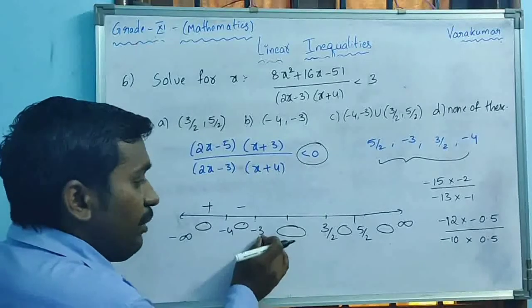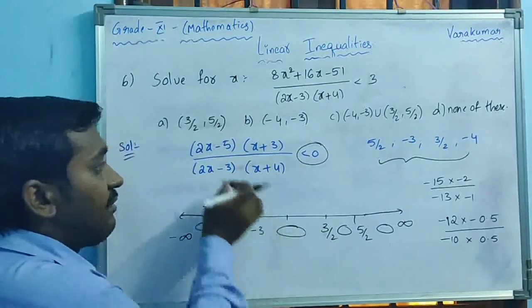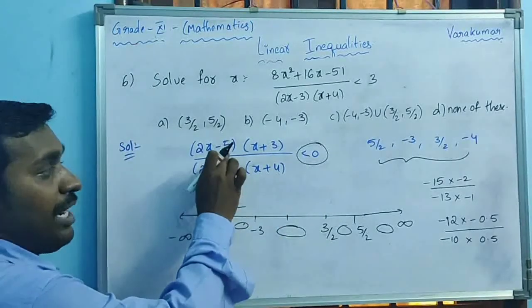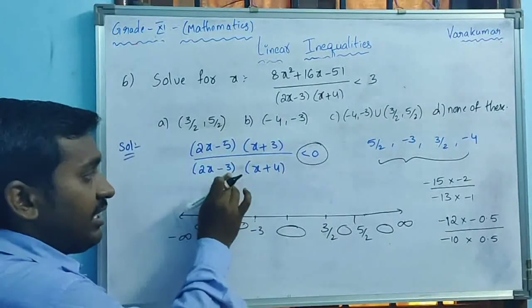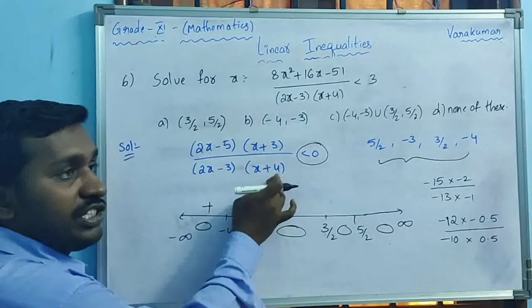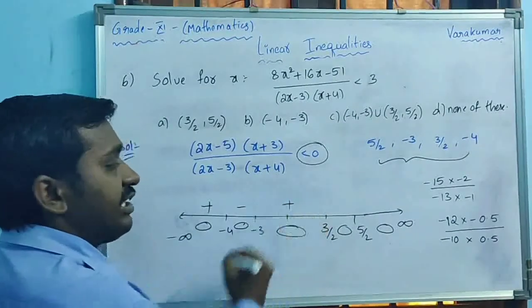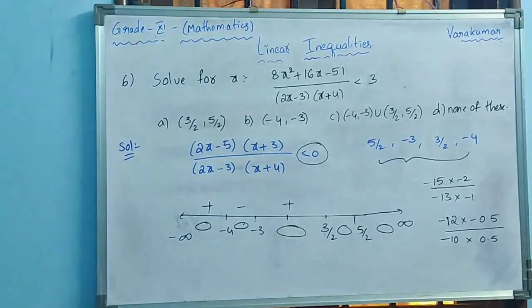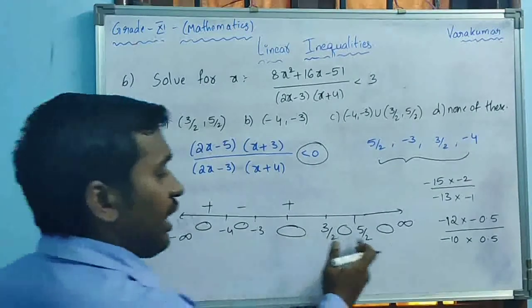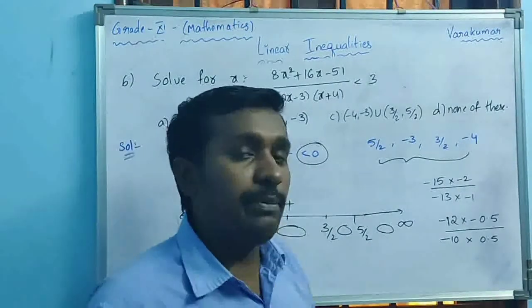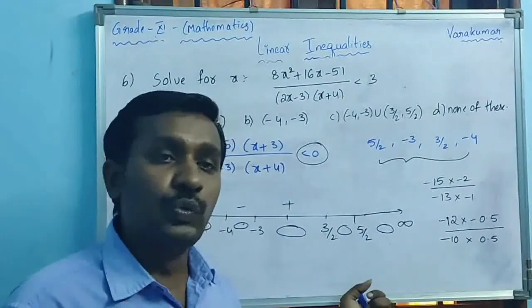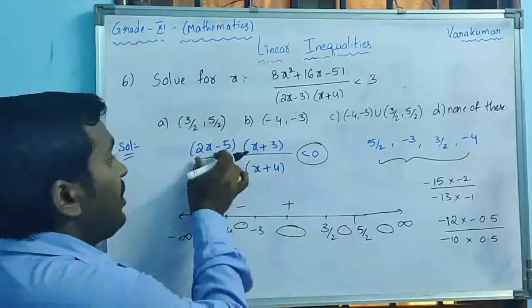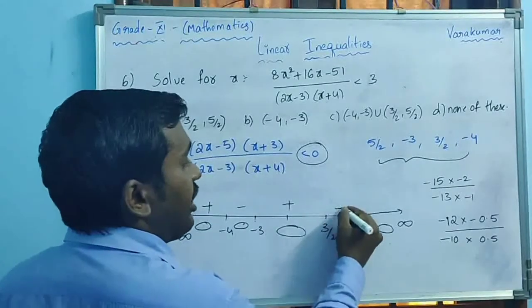Okay. Same way, minus 3 to 3 by 2. Suppose you take the value 0. If you take 0, numerator minus 5 into plus 3, so that is negative. And here this is negative and this is positive. So overall it will be positive. Next, 3 by 2 to 5 by 2. Same way you take it. 3 by 2 is 1.5, 5 by 2 is 2.5. You take 2. If you take 2 also, that will become negative.